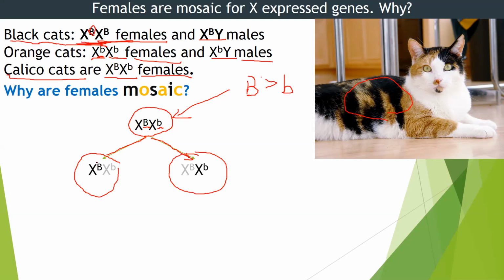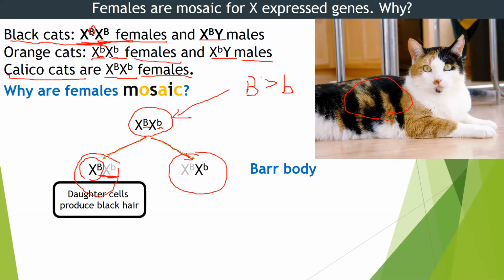So what's the consequence? For example, in this daughter cell, if the X chromosome with the lowercase b has been selected for repression, then only this allele will be expressed. That will give you the black hair, right? However, if you look at another daughter cell, in which the X chromosome carrying the capital B has been selected for suppression, only this lowercase b allele is expressed.